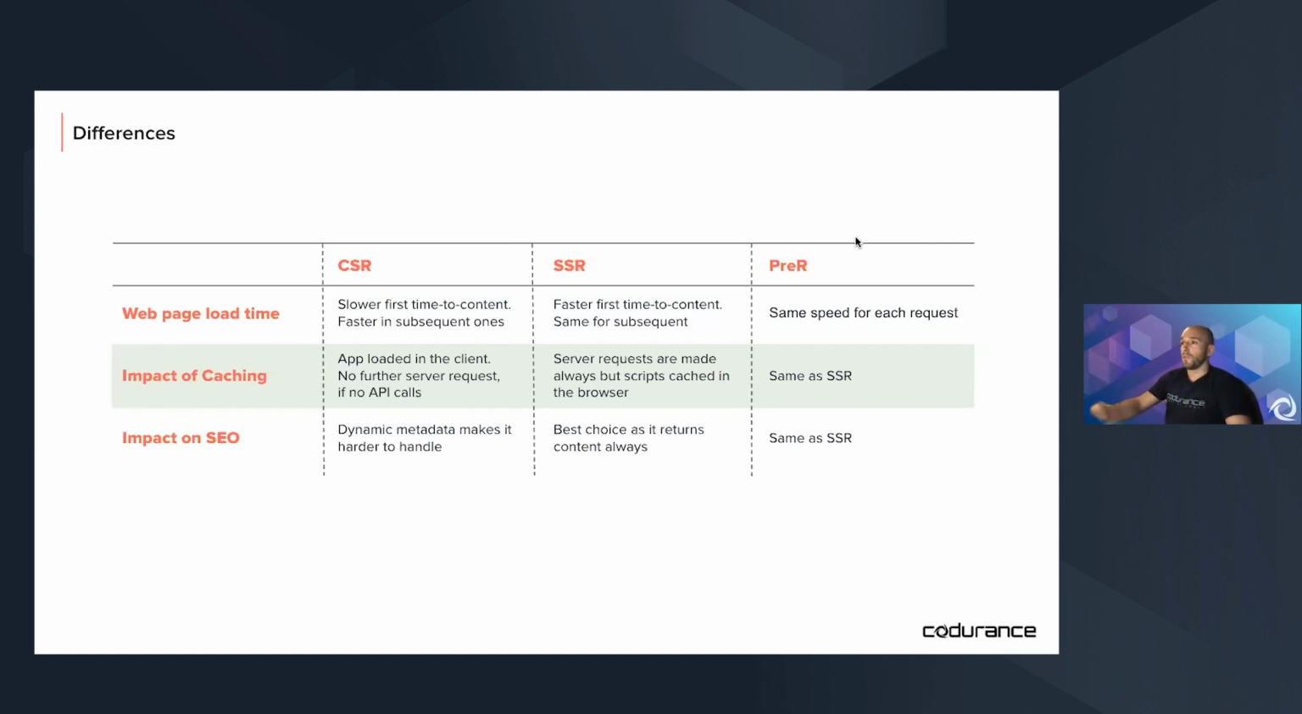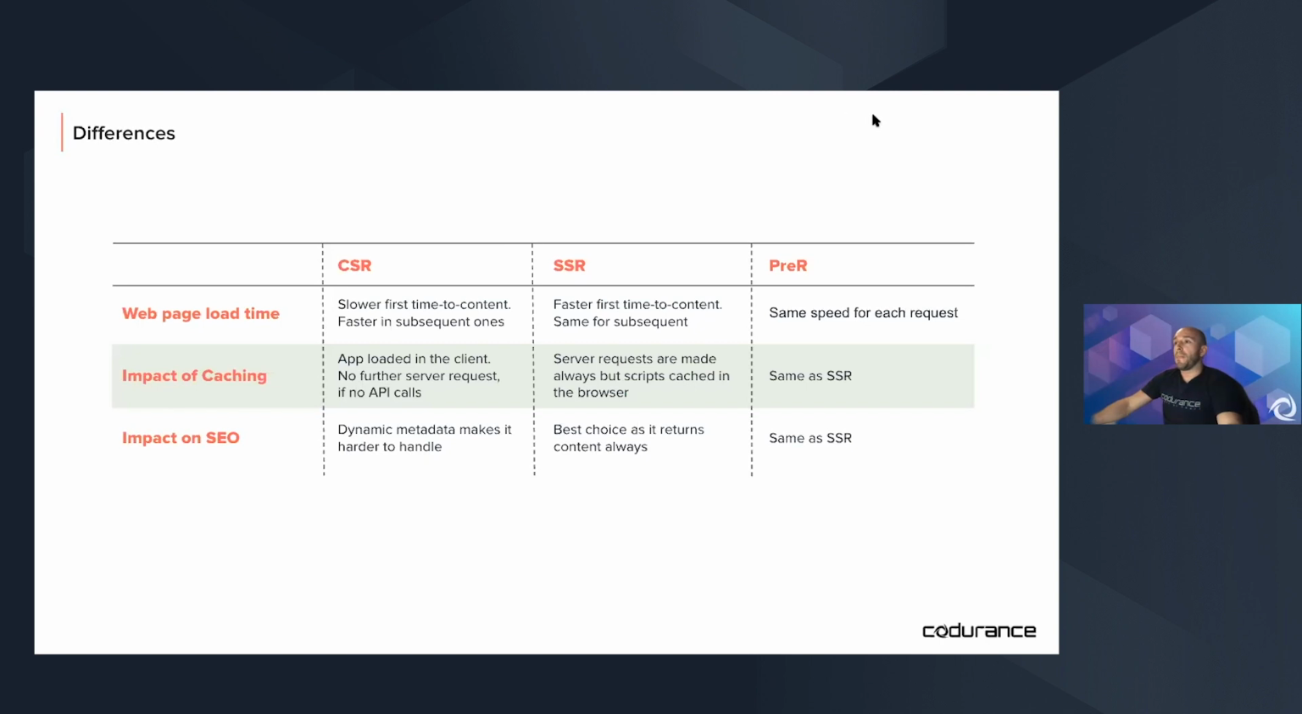And for the pre-rendered one, the speed of the rendering is always going to be the same, because you're always delivering static content that the browser just needs to display to the client or to the user.